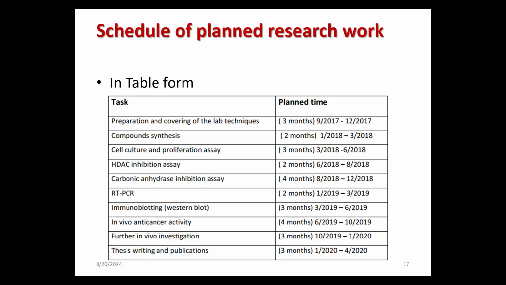For sure, sometimes one of the experiments needs even more time. When I wrote this, I was very optimistic. I didn't work with my proposal, but for example, I said compound synthesis two months. I believe chemists will be laughing at me because it's really impossible to synthesize, I think, a benzene ring in two months, not even a compound. So this is just an example of how to write the schedule of your research work.